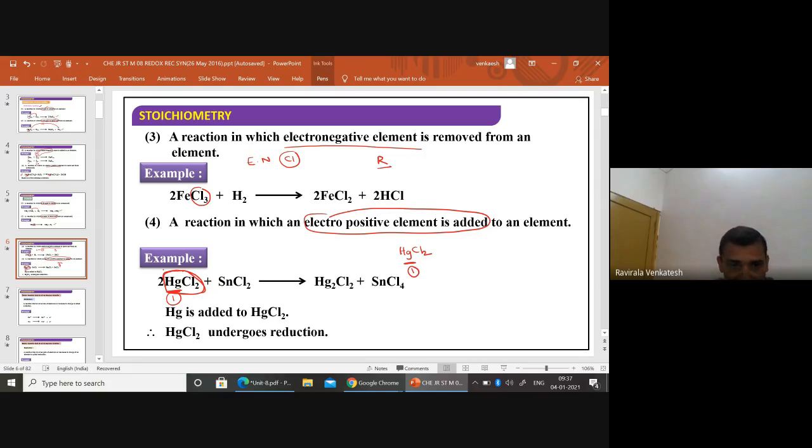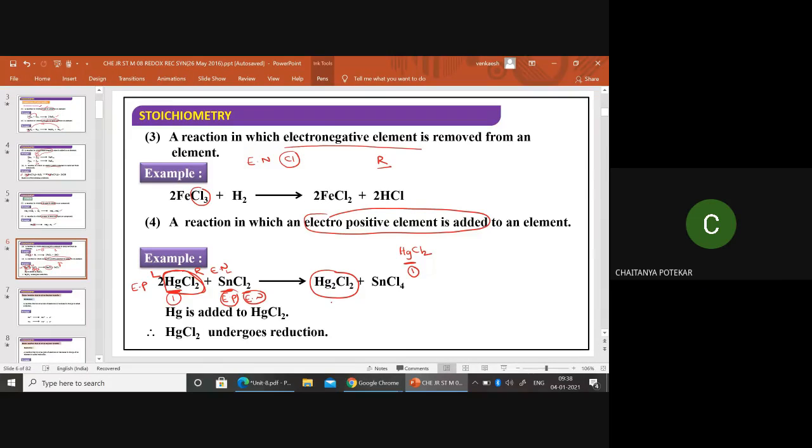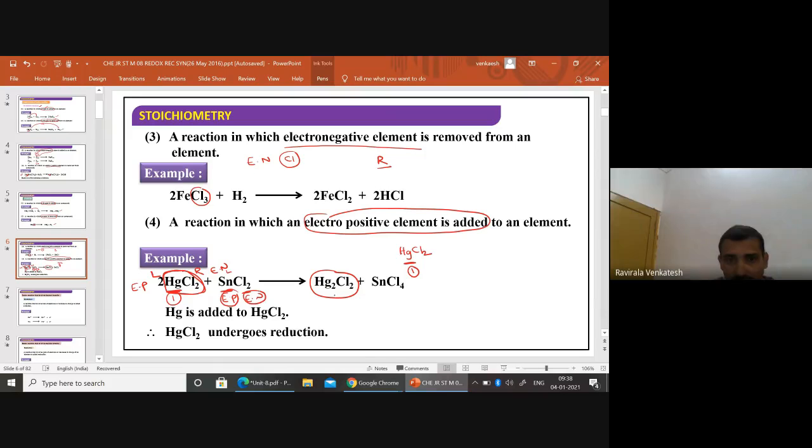When you write on the left hand side, that is electropositive. When you write on the right hand side, that is called electronegative. For example, tin, electropositive, and this one will be electronegative. Left hand, electropositive; right hand, electronegative. In this way you can easily identify which is electropositive and which is electronegative. Now in this one molecule, how many mercury electropositive elements are there on the product side?